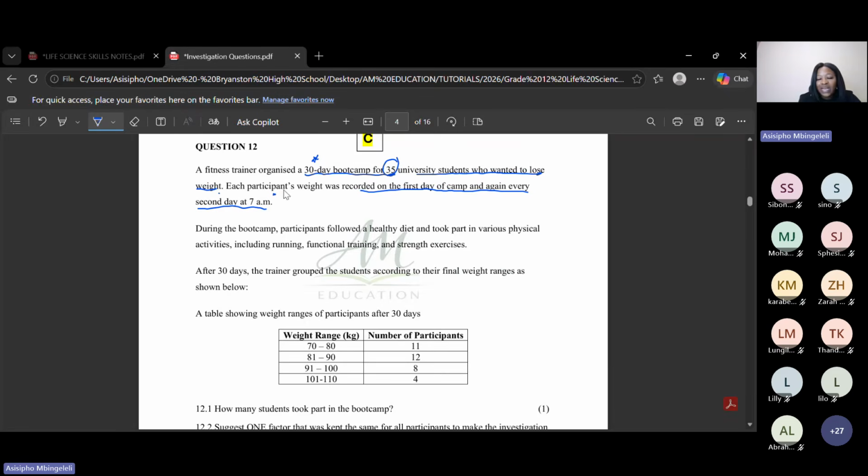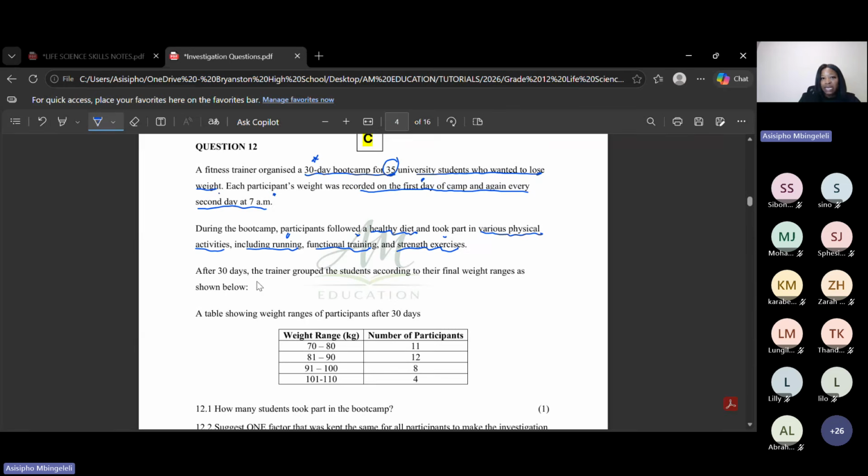Each participant's weight was recorded on the first day of camp. The first day of the boot camp was the day where they recorded their weight. And then every second day, what time? At 7 a.m. During the boot camp, participants followed a healthy diet and took part in various physical activities, including running, functional training, strength exercises. After 30 days, the trainer grouped the students according to their final weight ranges as shown below.